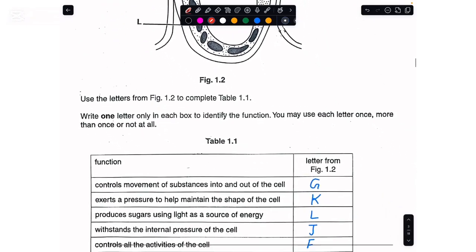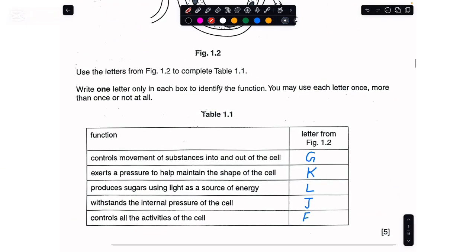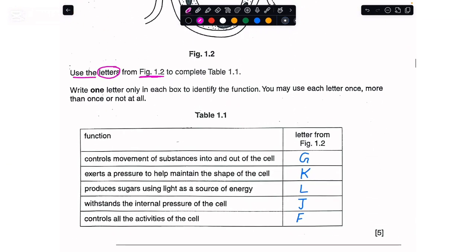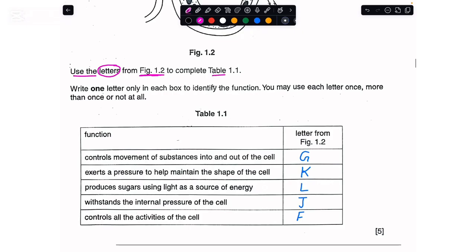Now, if we further see, they have given you the box. They inquire from you that you are required to use the letters from figure 1.1, and you see that we are given multiple letters here, and then we are required to complete the table. What we actually have to keep in mind is that we are supposed to write one letter in each of the boxes which they have given us that applies to the function which they are rendering.